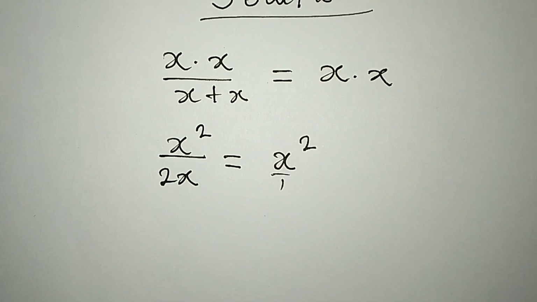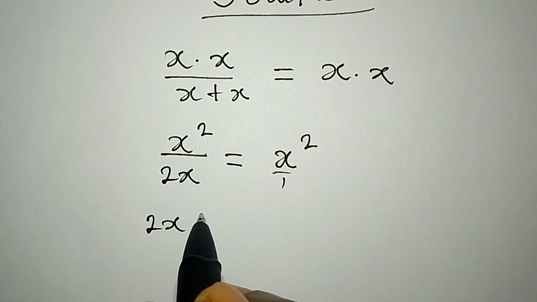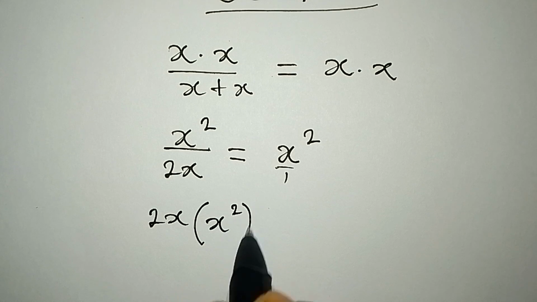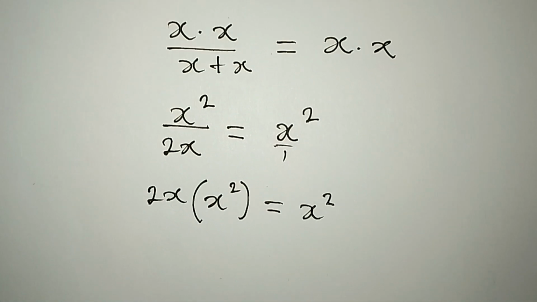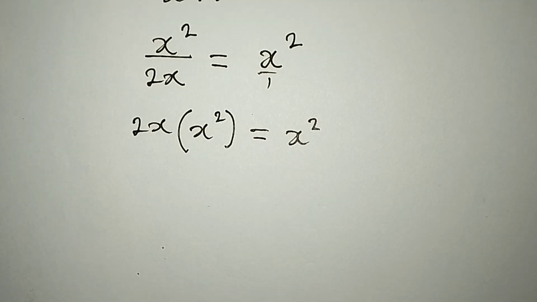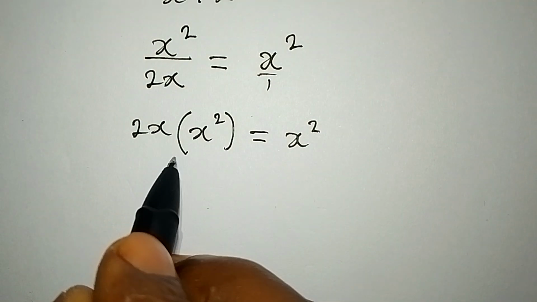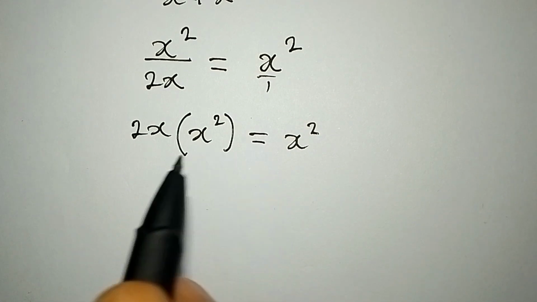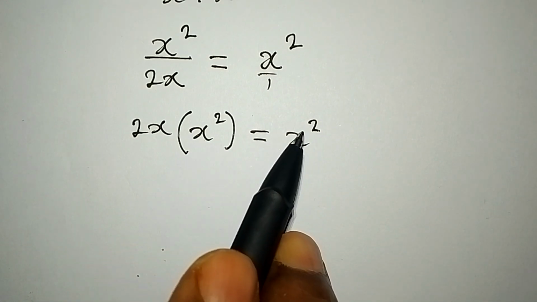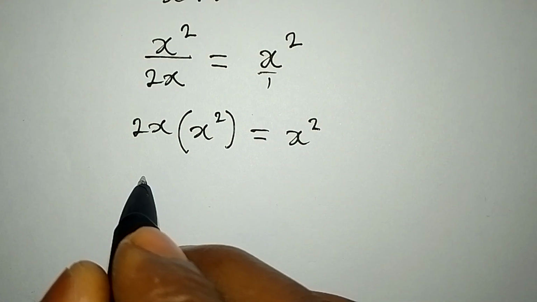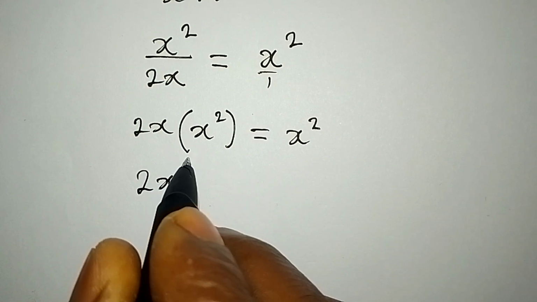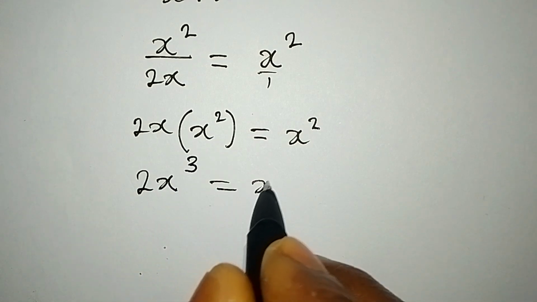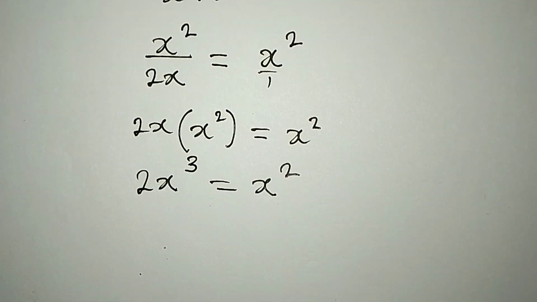And then when we cross multiply, it will be 2x multiplied by x squared equal to x squared multiplied by 1, and that is still x squared. Now you're going to be wrong if you divide everything by x, or you divide by x squared, so cancel these two. You will be wrong. So what do we do? Multiply this first. So we have 2x to the power of 3 equals x to the power of 2.